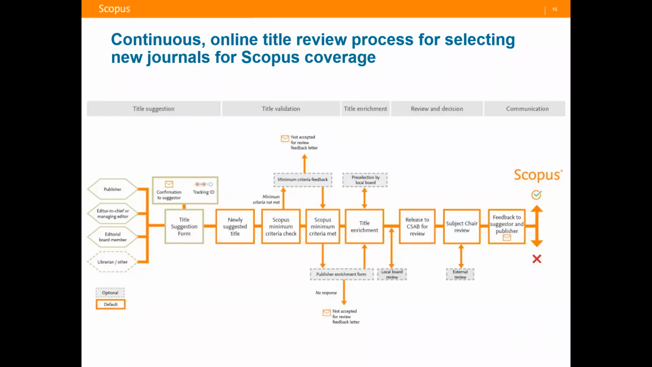The publisher, the editors, and the editorial board members are the ones who take the decision to push for this specific journal to be indexed within Scopus. This is when you go towards the title suggestion form. If the title is recommended, it will go on to the next phase, which is what we call the title validation phase. All the journals would have to go through the Scopus minimum criteria track. You have a criteria feedback. If it's met, then we'll pass you an enrichment form on how the journal publisher can improve the journal. We can enrich the title, and then it's released to the CSAB for their review, for the subject chair to ascertain if the journal is good enough to be indexed within Scopus or otherwise.